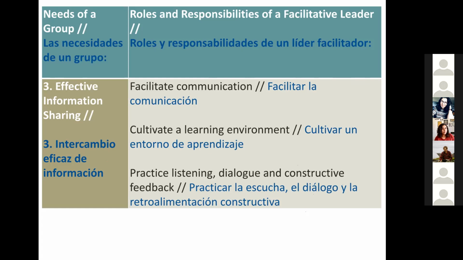Has anybody seen any examples of these? Or done any of these things? Or have any questions about what is written here? How might you cultivate a learning environment?